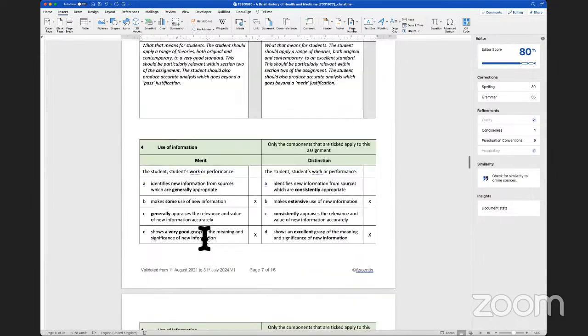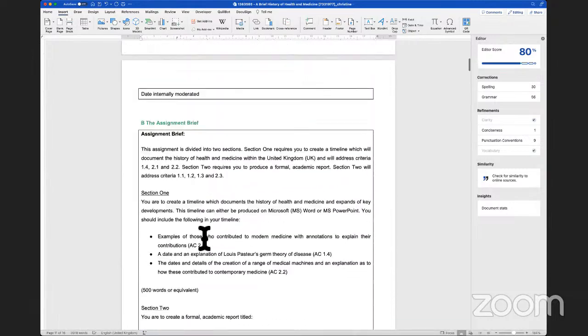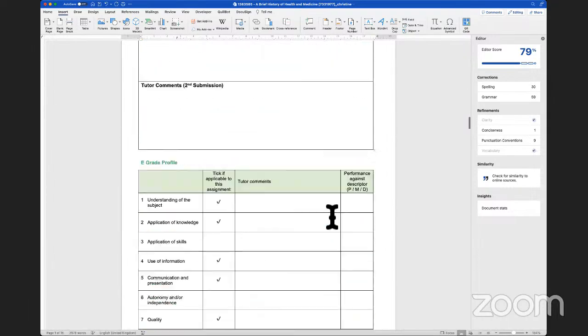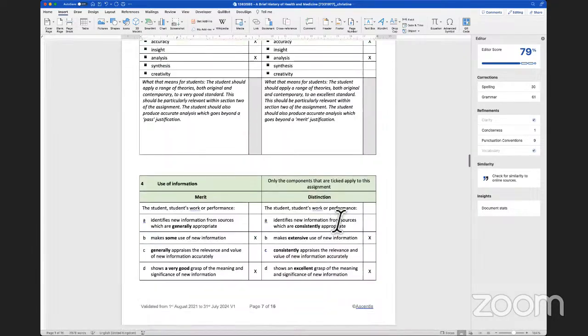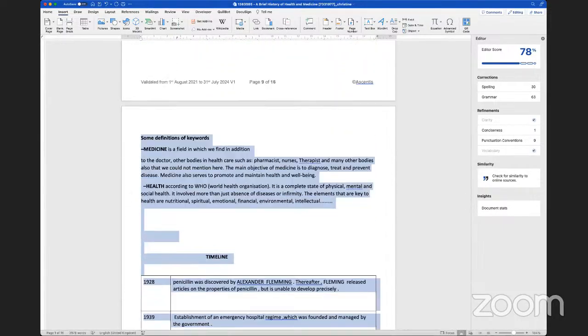Now, this particular assignment has a bit of a word limit. So if you're not meeting the word limit, what will happen is this will be referred back to you because it says 2,000 words. And if 2,000 words are not met, then there is no way that this assignment will meet the cut. And obviously, it's a graded unit. It is an important unit.